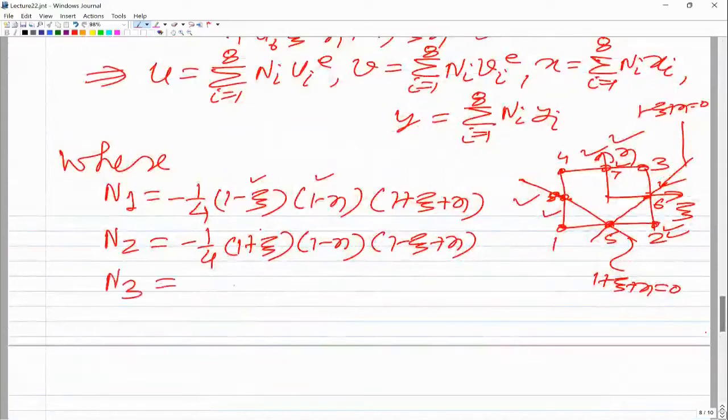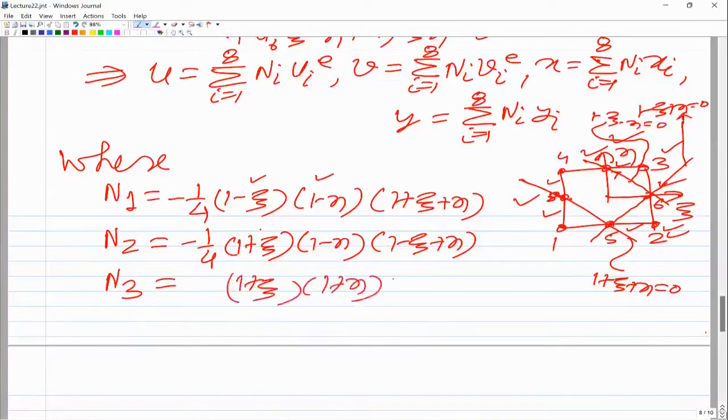Similarly, n3 would be, when you look at this, I take the equation of this line and the equation of this line, and then I have to cover basically nodes 7 and 6. The equation of this line would be 1 minus xi minus eta equal to 0. So n3 therefore would be 1 plus xi, 1 plus eta, and 1 minus xi minus eta, whole multiplied by -1/4. And then n4 is corresponding to node number 4.